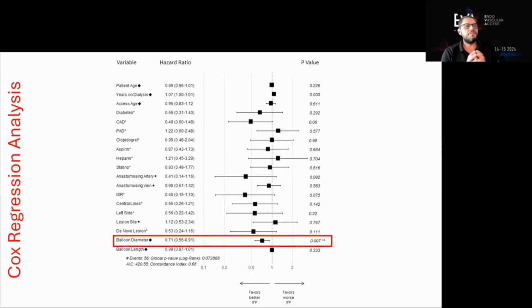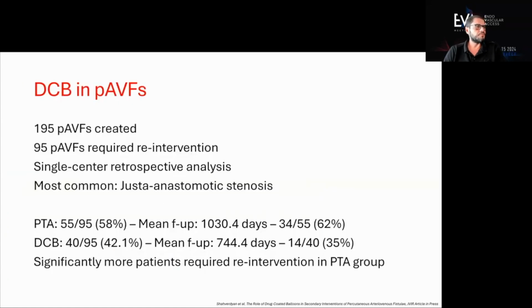The most interesting finding is that when we did the Cox regression analysis, we found that the only independent factor that would positively influence the primary outcome measure of target lesion primary patency was the balloon diameter. An increase of 1 millimeter in balloon diameter improved the target lesion primary patency by 29%. So that's a third very interesting finding.